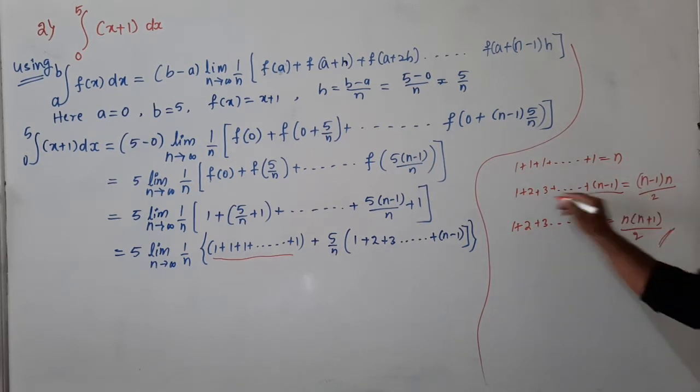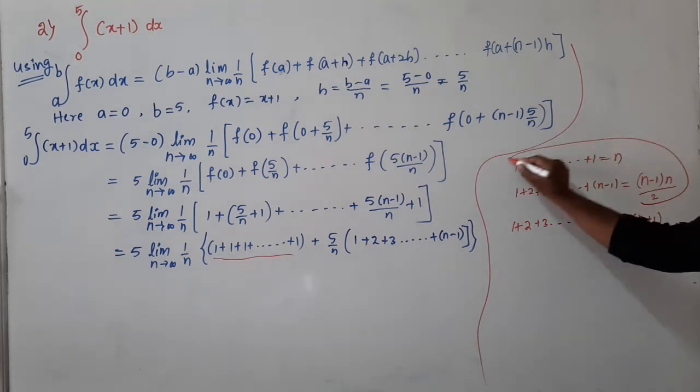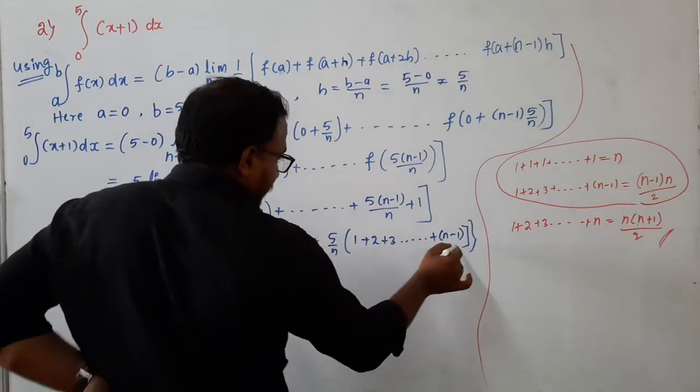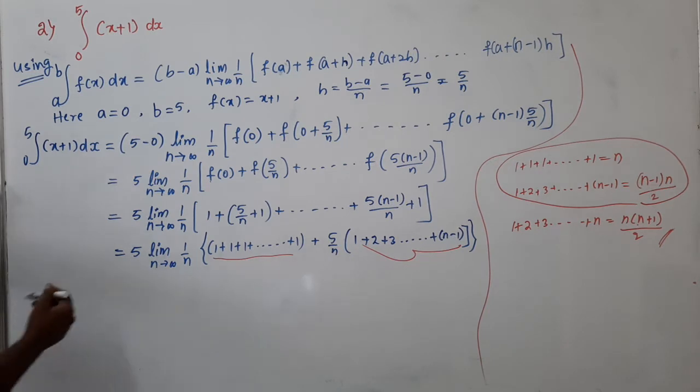We have studied this formula in sequence and series. But here, how many terms are there? n minus 1. Therefore, in place of n, I am taking n minus 1. So, n minus 1 plus 1 gets cancelled, and the remaining value is n by 2. Substitute these two conditions by the sequence and series formula, and these two values will become like that.